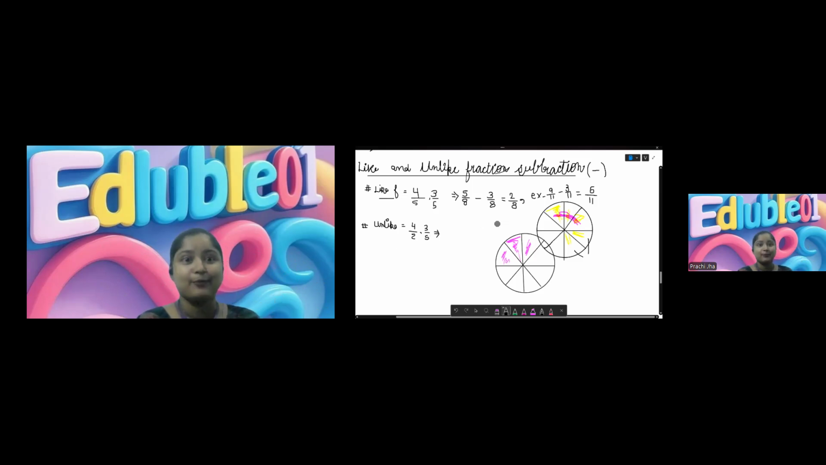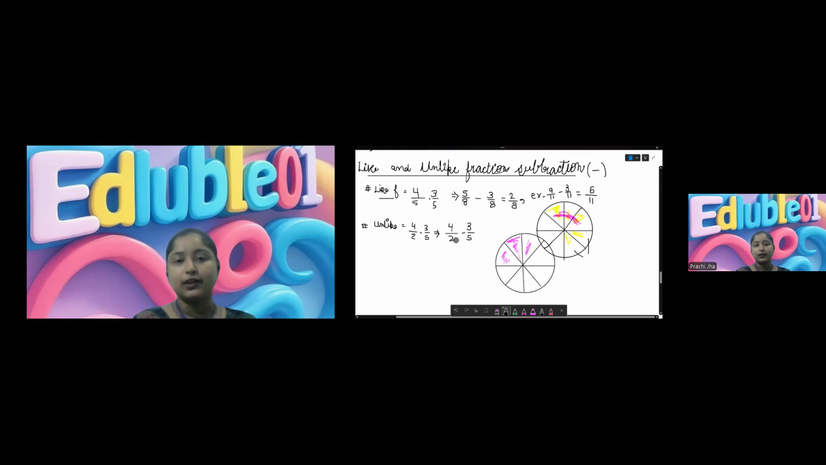Let's come back to the topic. Let's take this example only. Over here we have 4 over 2 and 3 over 5. Since they do not like each other, we have to make them similar. How can we do that? In the last video on addition, we learned that you can use the LCM or LCD method, or you can multiply each other in cross.